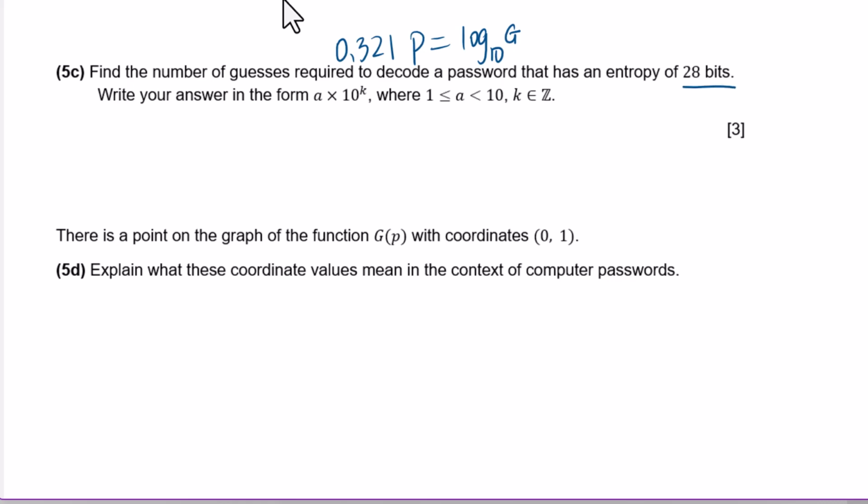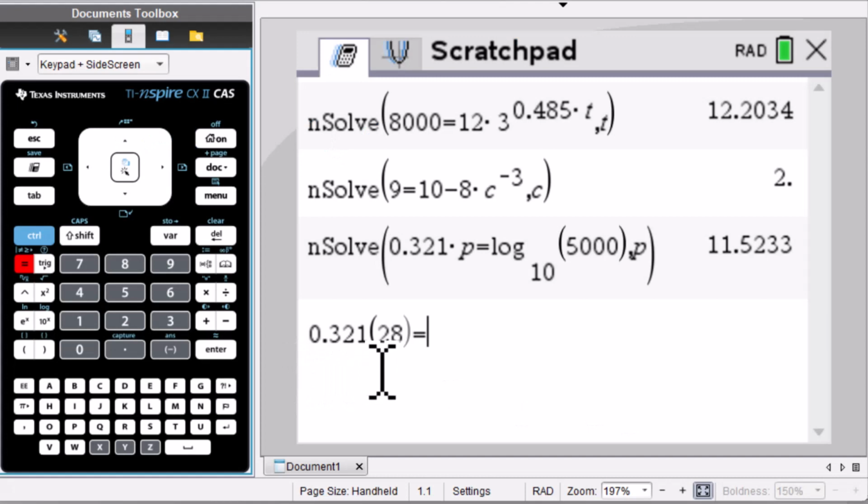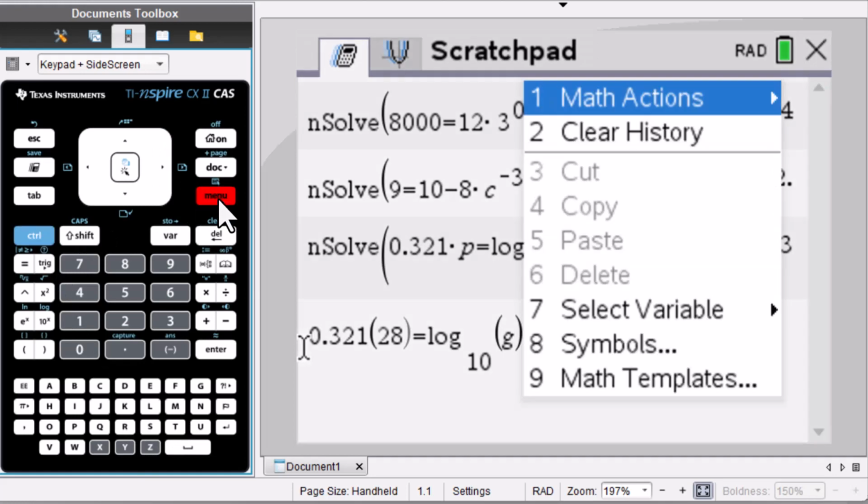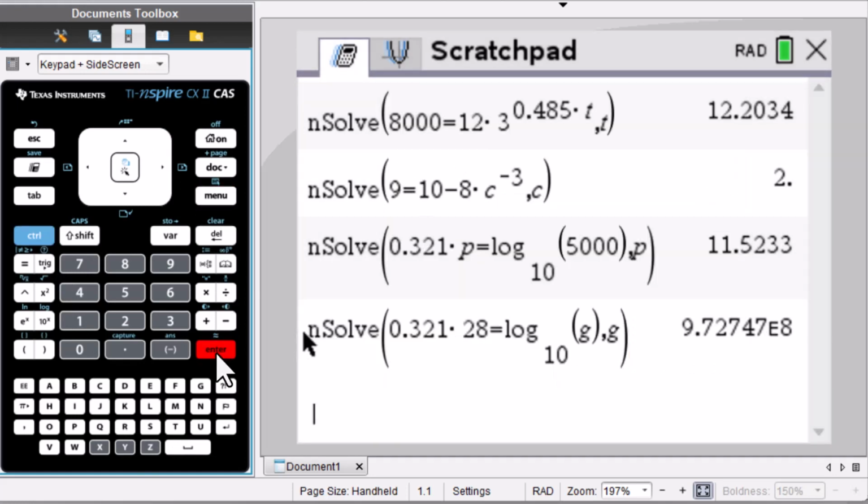5c. Find the number of guesses required to decode a password that has an entropy of 28 bits. Write your answer in the form of scientific notation. 0.321 P equals log base 10 of G. P equals 28, so we substitute 28 for P. We put this into the calculator: 0.321 times 28 equals control 10 to the x power, base is 10 of G. Then control menu, enter, enter, enter. 9.73 times 10 to the 8th power.